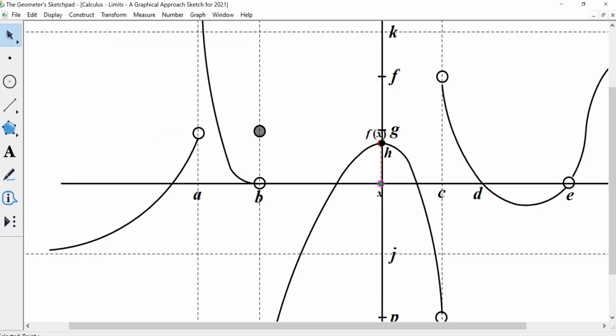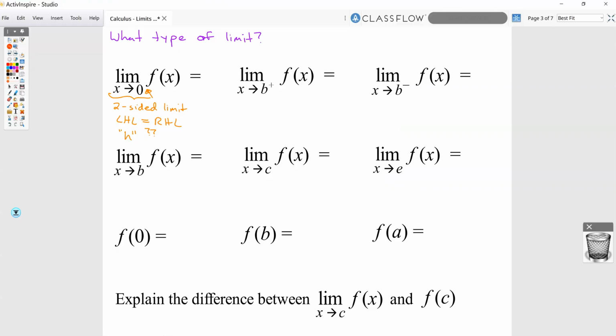All right, let me move my x value over here to the right. And as I move closer and closer towards 0, but I stay on the right-hand side, I'm doing the right-hand limit. So as I get it as close to 0 as I possibly can, so again, the red circle is getting really, really close to that black circle. So the answer on that one would also be h.